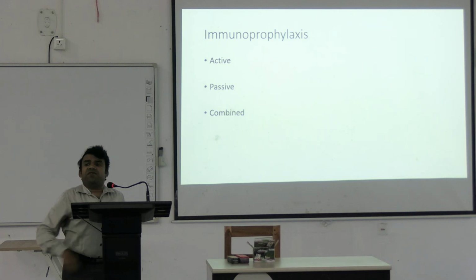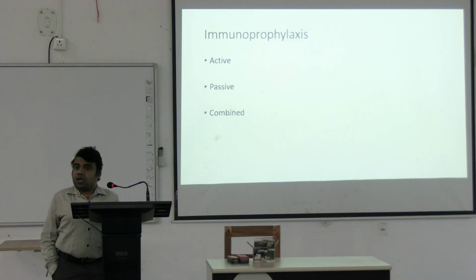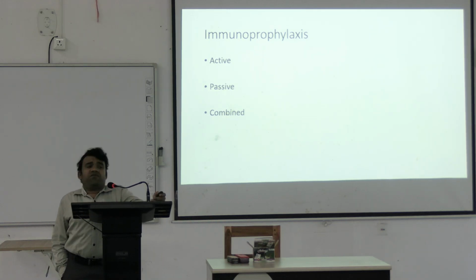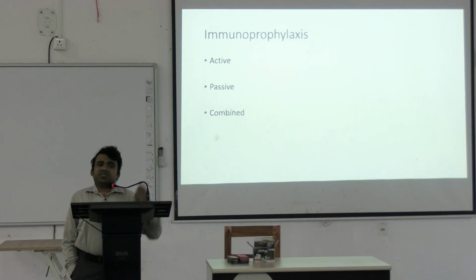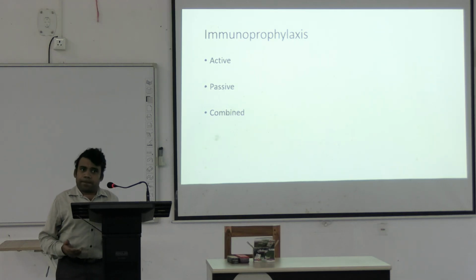If we prevent the disease from occurring in the first place, we call it active immunization. The most common type of active immunization is vaccines that are given for various diseases prior to exposure to the pathogen itself. I think you must be acquainted with the National Immunization Schedule, where children are vaccinated against various diseases right in childhood, before the child is exposed to all these pathogens.